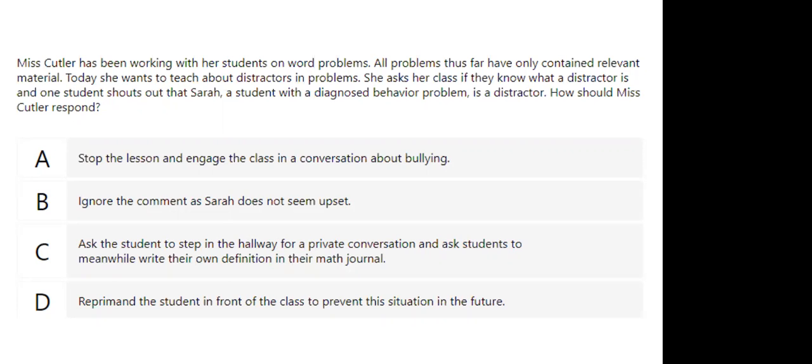Very realistic question and scenario. How should Ms. Cutler respond? All eyes are on Ms. Cutler for sure. We know that as the teacher of record, we don't disclose any of our students' diagnoses that we are aware of. So how should Ms. Cutler respond to this student?